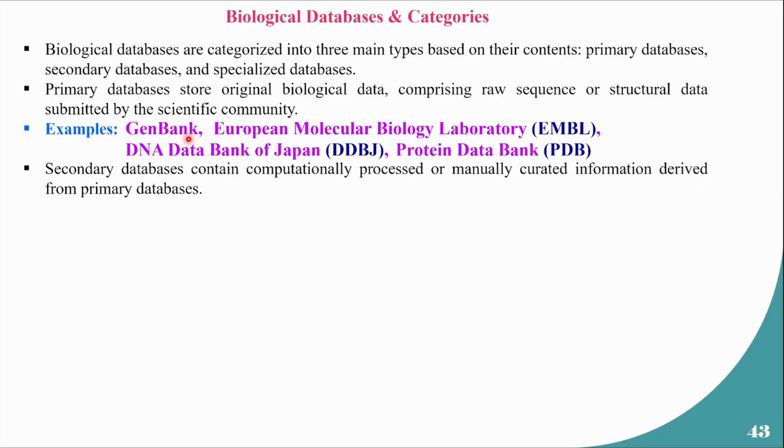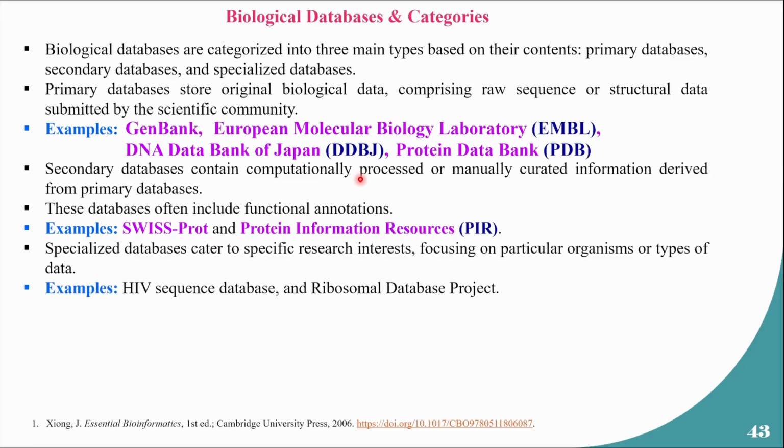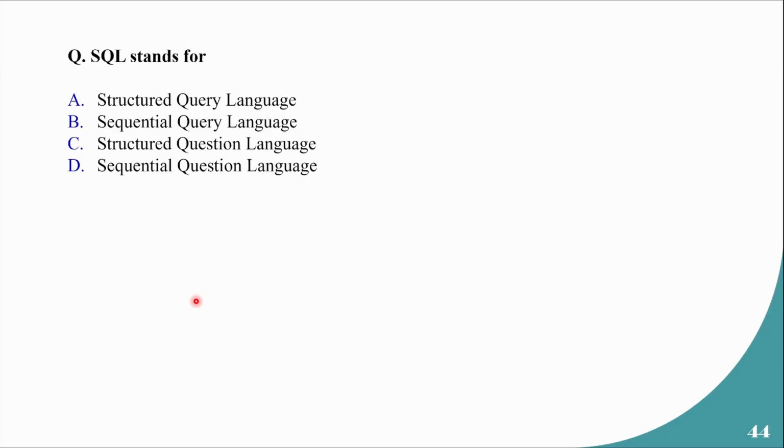And the secondary databases are derivatives. Okay, so they are the processed or manually curated information that are derived from the primary databases. For example, SwissProt or Protein Information Resource, those can be classified as secondary databases. And then you have specialized databases which only have data on certain niche topics or a very narrow set of coverage. For example, you could have an HIV sequence database, so it stores the data related to only that. So these are the specialized databases.